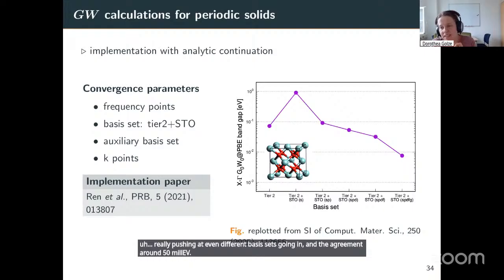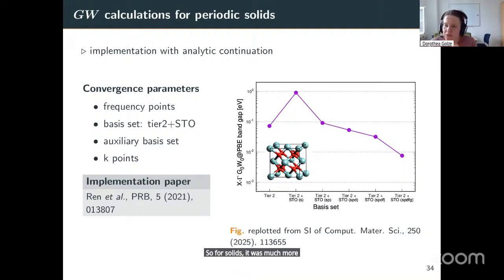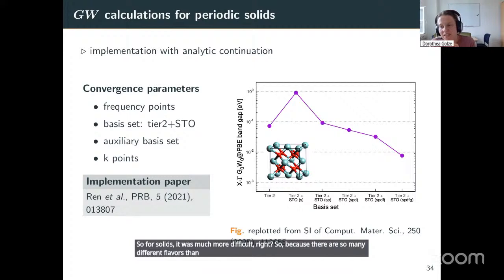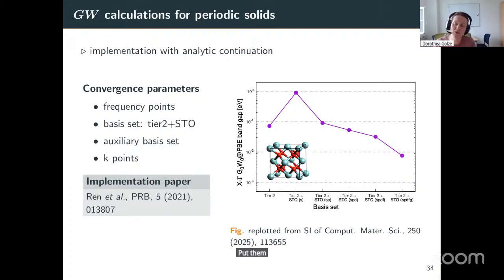So for solids, it was much more difficult, right? Because there are so many different flavors implemented in the codes, and there was not so much effort yet to make the codes numerically agree. And I think this is still missing in the GW community, to put more effort into getting the same answer with all the codes.